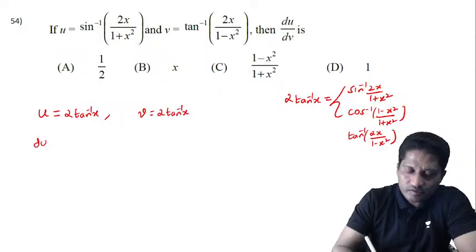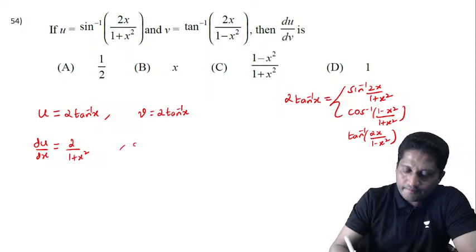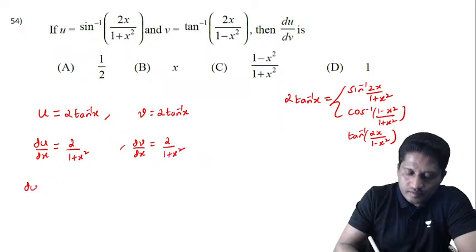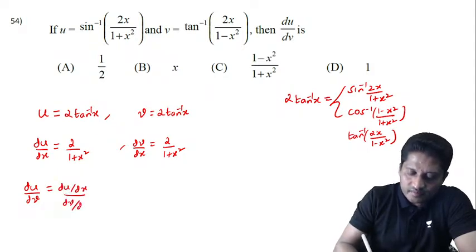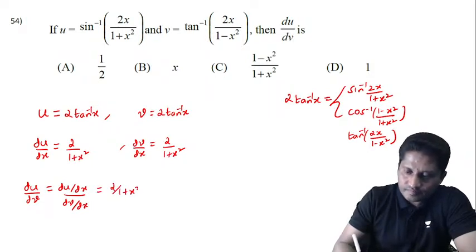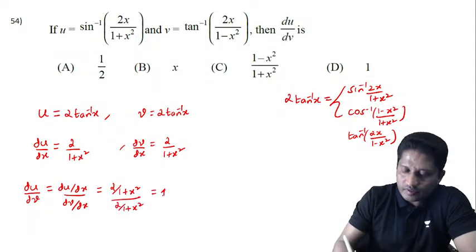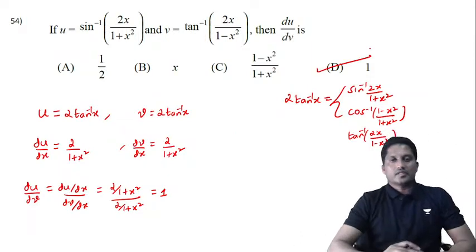Now if I differentiate, you get du by dx is equal to 2 times the differentiation of tan inverse of x, which is 1 by 1 plus x square. Again, dv by dx has the differentiation of tan inverse of x, which is 1 by 1 plus x square. Now du by dv, if I divide, you will get du by dx by dv by dx is equal to 2 by 1 plus x square by 2 by 1 plus x square. Answer will be equal to 1. Isn't it, guys?